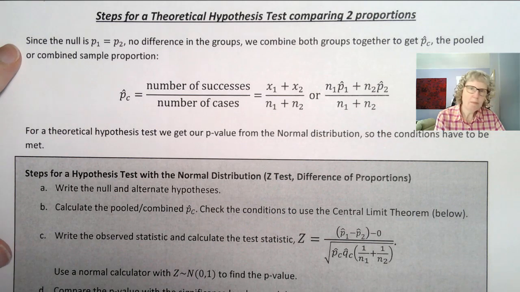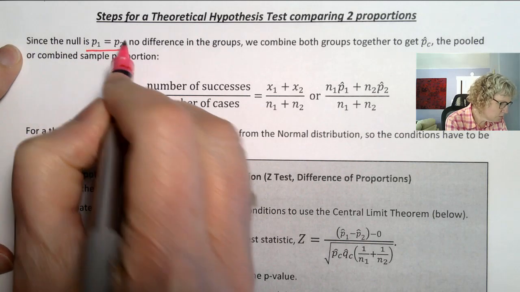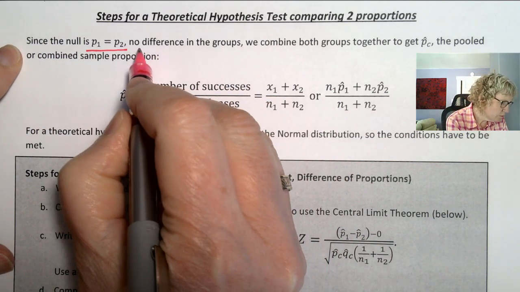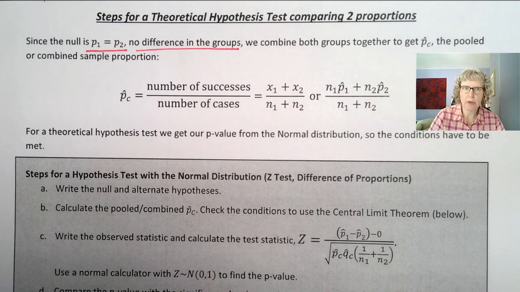So our null hypothesis is that there's no difference, right? That P1 is equal to P2. There's no difference in the groups. So remember how we set up our null, we set up our test assuming the null is true. Okay, so we have to do something a little interesting with a test of two proportions.